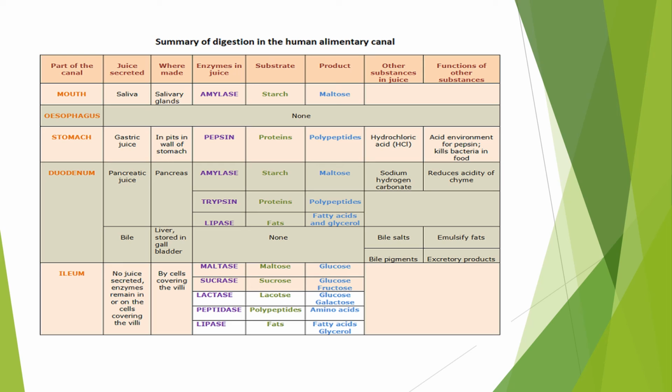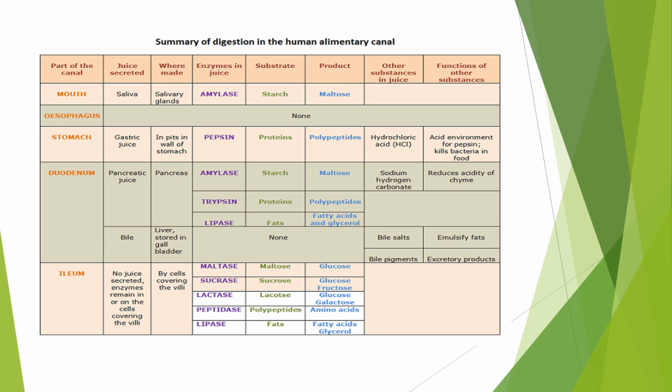At last, this is a summary of digestion in the human alimentary canal. You can see here the secretion of the mouth is saliva, and saliva is made in the salivary glands, and the enzyme secreted by it is amylase, which acts upon starch to yield maltose. Okay, and in the esophagus there is no secretion. It only helps in transportation of food from mouth to stomach, so there are regular contractions and relaxations for transfer of food, and no secretion is there in the esophagus. The esophagus is also known as the food pipe.